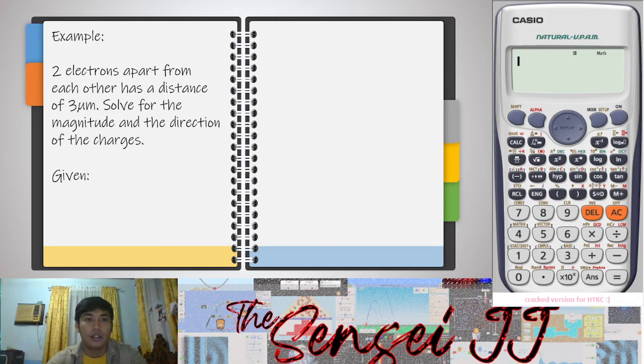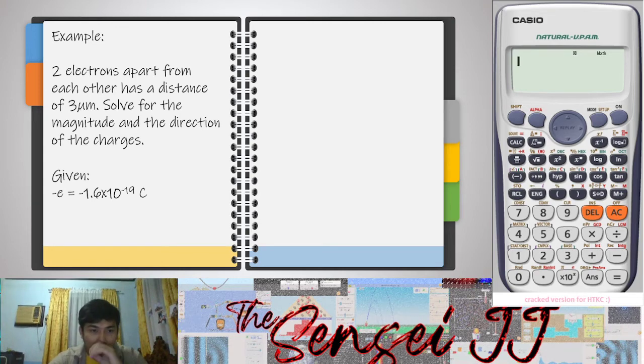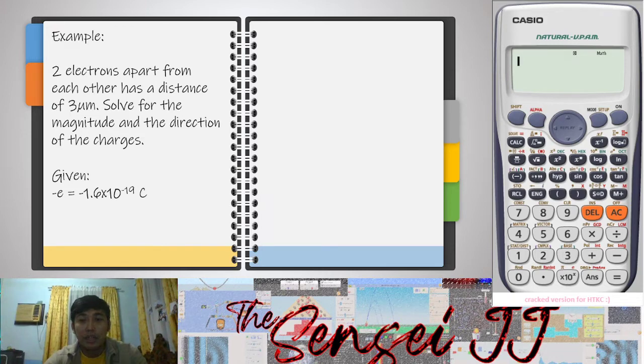So two electrons apart from each other have a distance of 3 micrometers. Solve for the magnitude and direction of the force. So we have the given charge of an electron, which is negative 1.6 times 10 raised to negative 19. And we have R of 3 times 10 raised to negative 6 meters and K of 9 times 10 raised to 9 newton square meter per coulomb square. So I'm giving you time to solve for this, even though we have solved this before. Okay, so let's please try to solve this one.